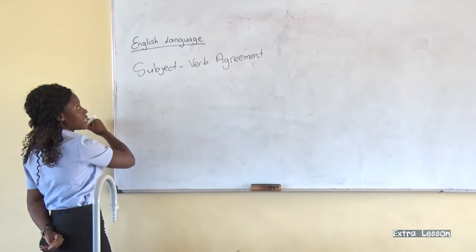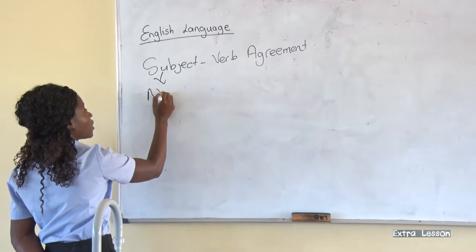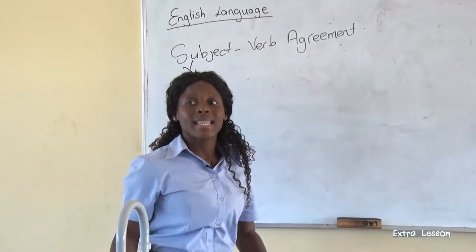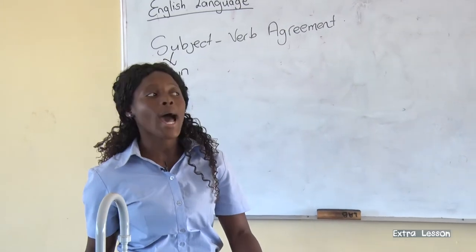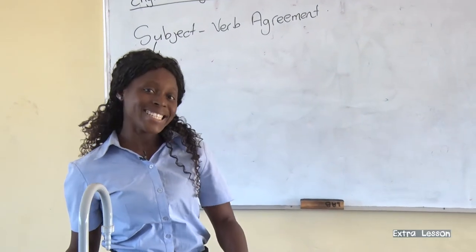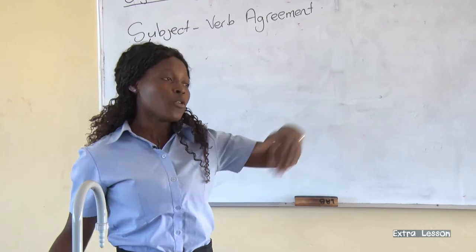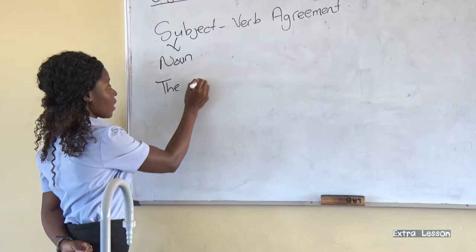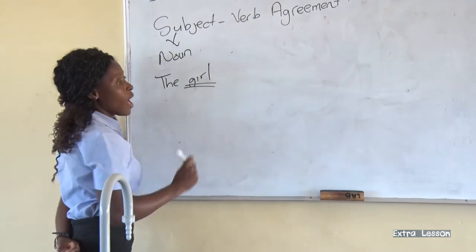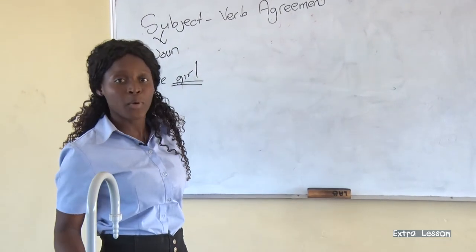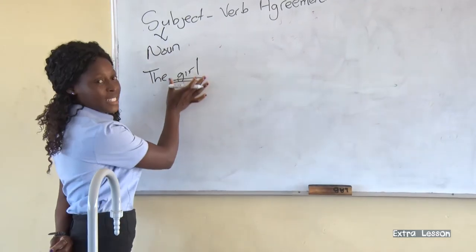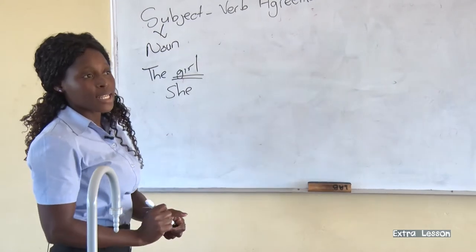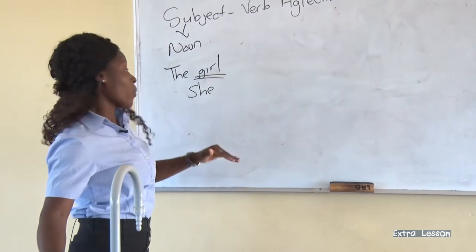What do we mean when we say the subject? We are talking about the noun in a sentence. What is a noun? That's the naming word. Or maybe we are talking about the pronoun, that is the replacement of a noun. For example, maybe our noun is the girl. The girl is our noun. And when we say pronoun, we are saying we are replacing girl with she. So we are saying the subject in a sentence might be girl or might be she.